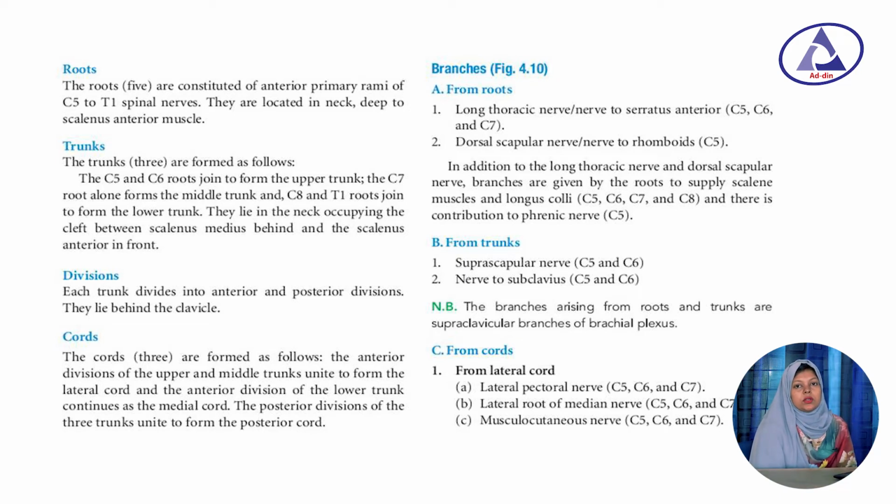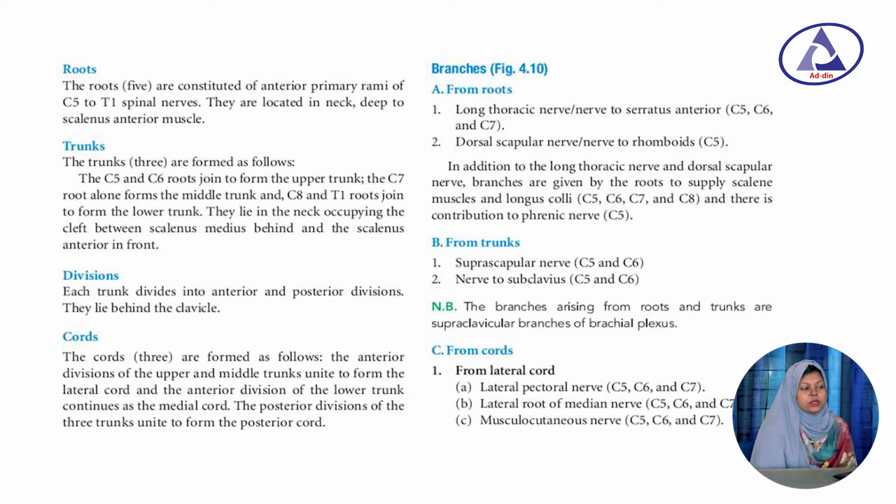Now, come to the trunk. The trunks are 3 in number: upper trunk, middle trunk and lower trunk. The upper trunk is formed by the union of cervical 5 and cervical 6 roots, the middle trunk is formed only by cervical 7, and the lower trunk is formed by the union of cervical 8 and T1 roots. They lie in the neck, occupying the cleft between scalenus medius behind and scalenus anterior in front.